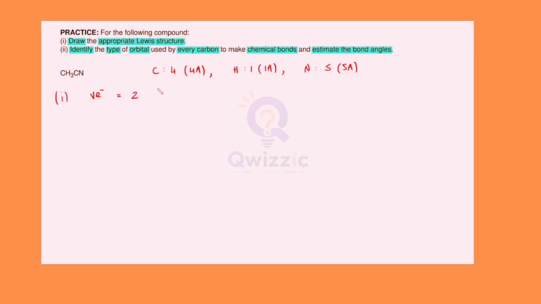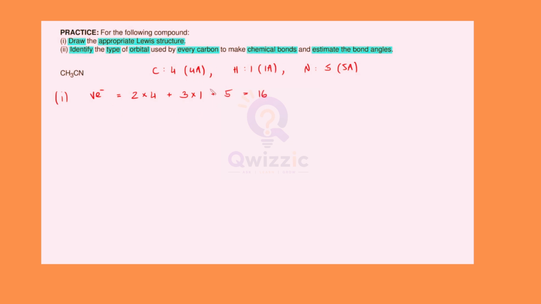So if we have 2 carbon atoms, we're going to multiply 2 by 4. We're going to add 3 hydrogen atoms, and specifically, we want to multiply 3 by 1. That will give us the total number of valence electrons contributed by hydrogen. And then we are going to add 5 valence electrons from nitrogen. So the number of valence electrons would be 16 because we have 8 plus 8.